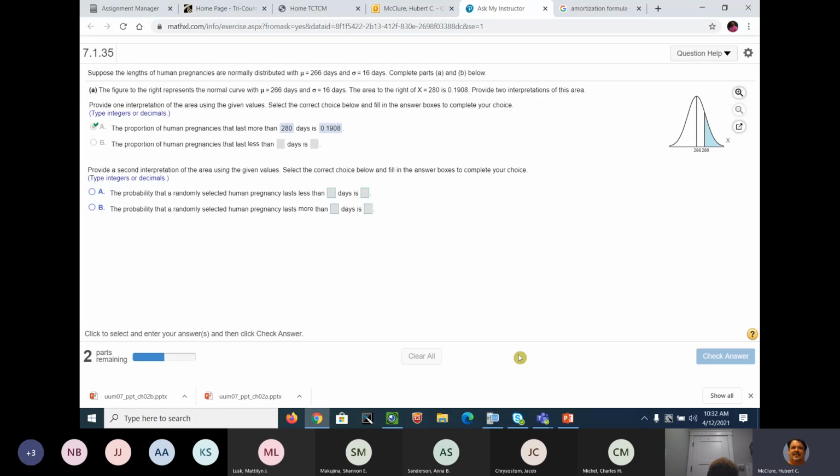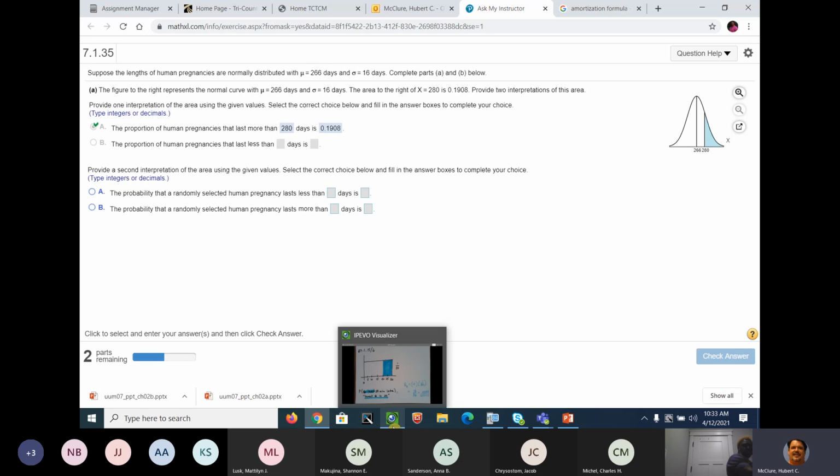Now, the first thing I'm going to do is pull out my handy dandy curve, because I'm going to draw a picture on my curve. As soon as I can find one. And here we are. Why am I going to draw a curve?